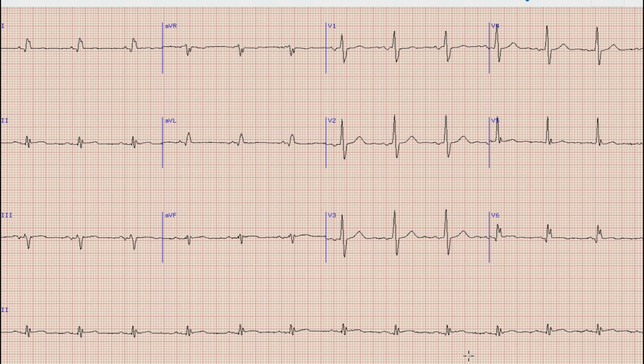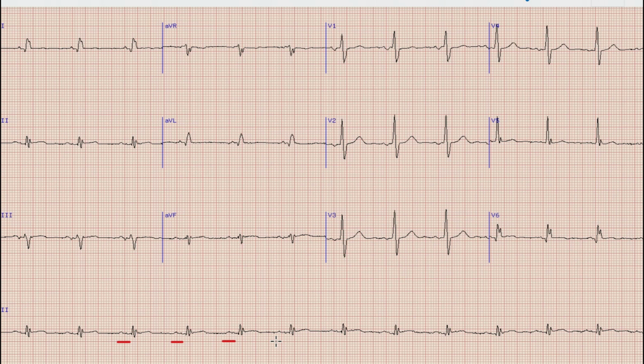As you know, the first thing which we look at on an ECG is rhythm. As you can see, at the bottom of the ECG there is a rhythm strip in which there is a prominent P wave before each QRS complex. So this is a sinus rhythm.